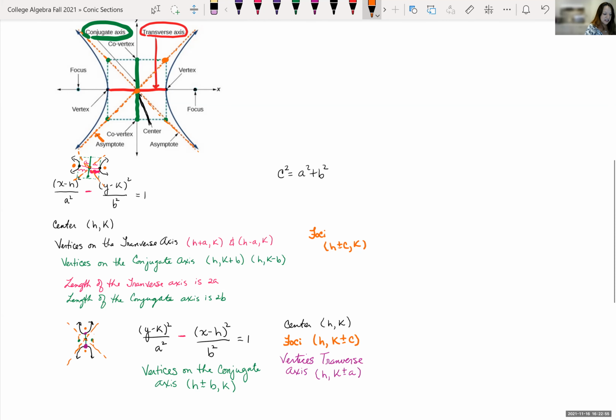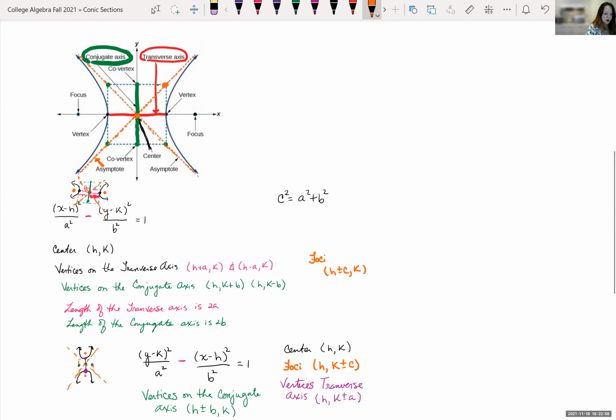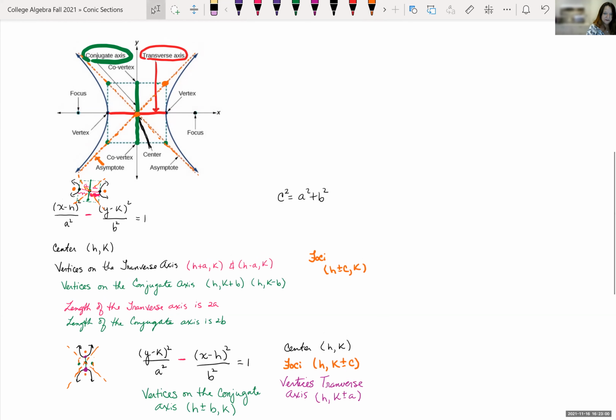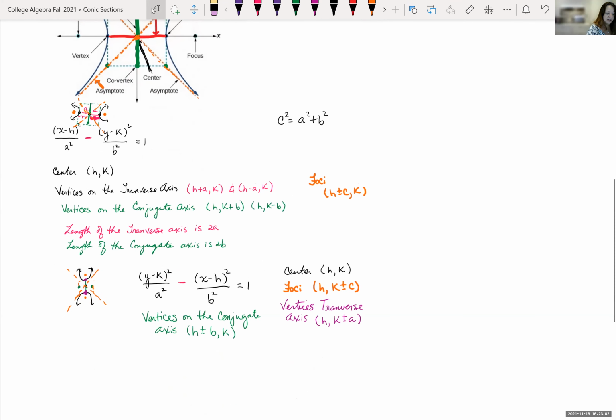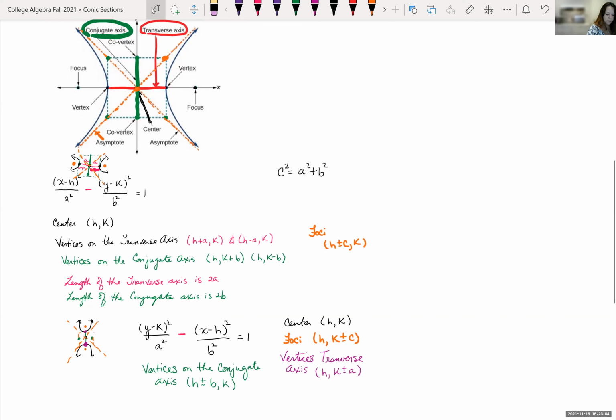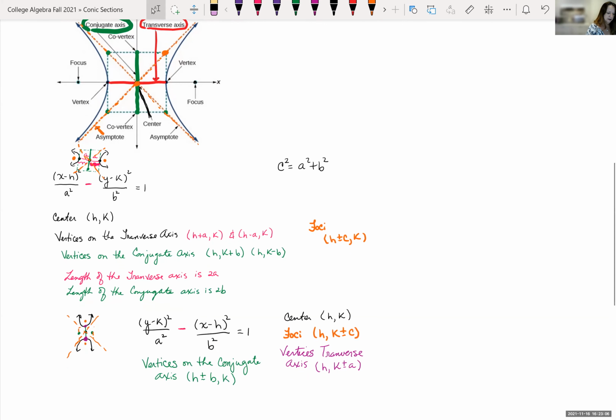Maybe let's look at one that's already in the standard form and then going about graphing and finding these values. And then we'll look at one that's not in the standard form and putting it into it.